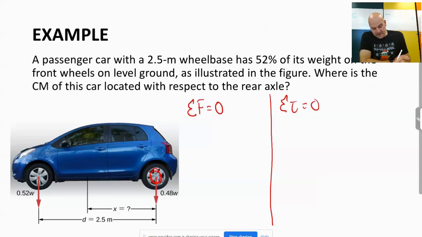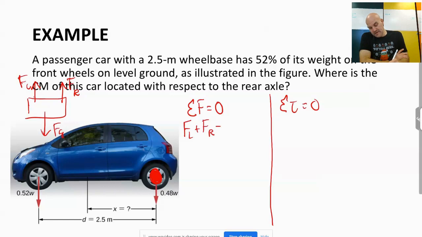And I'm going to call my axis of rotation here, because that's where I'm measuring from. That's where I want it in regards to. So if I draw my free body diagram, what forces are acting? Well, the supports act up, and then we have the weight down. So we call it FR, FL, and then this is FG. So I would have FL plus FR minus FG equals 0.